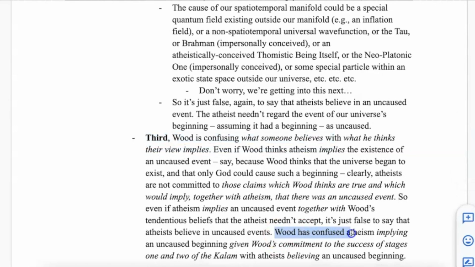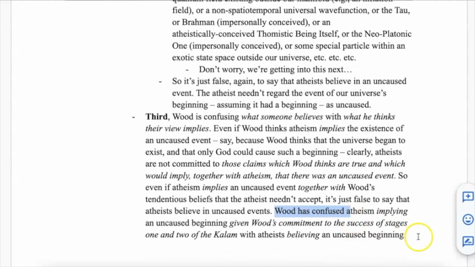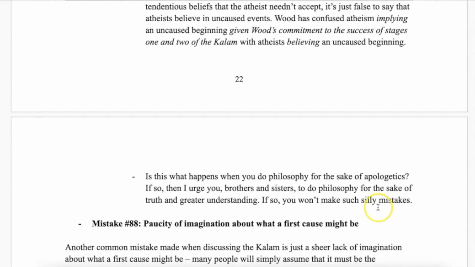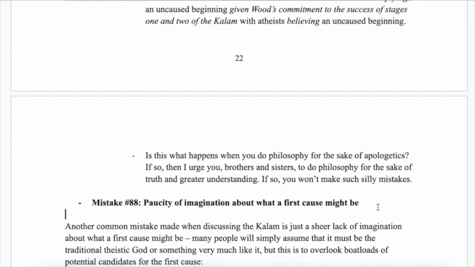Wood has confused atheism implying an uncaused beginning, given Wood's commitment to the success of stages 1 and 2 of the Kalam. He's confused that with atheists believing in an uncaused beginning. All right, mistake number 88. Paucity of imagination about what a first cause might be.